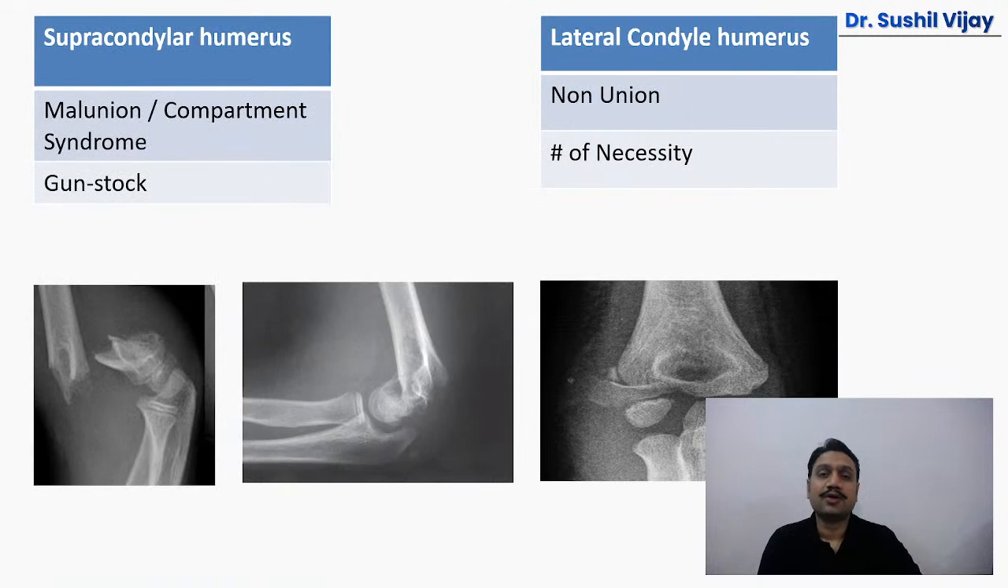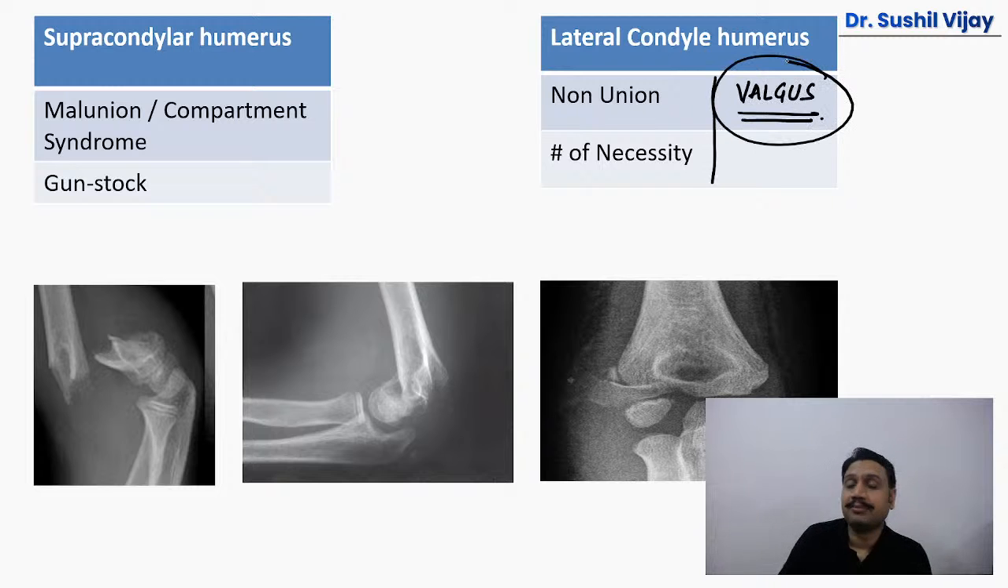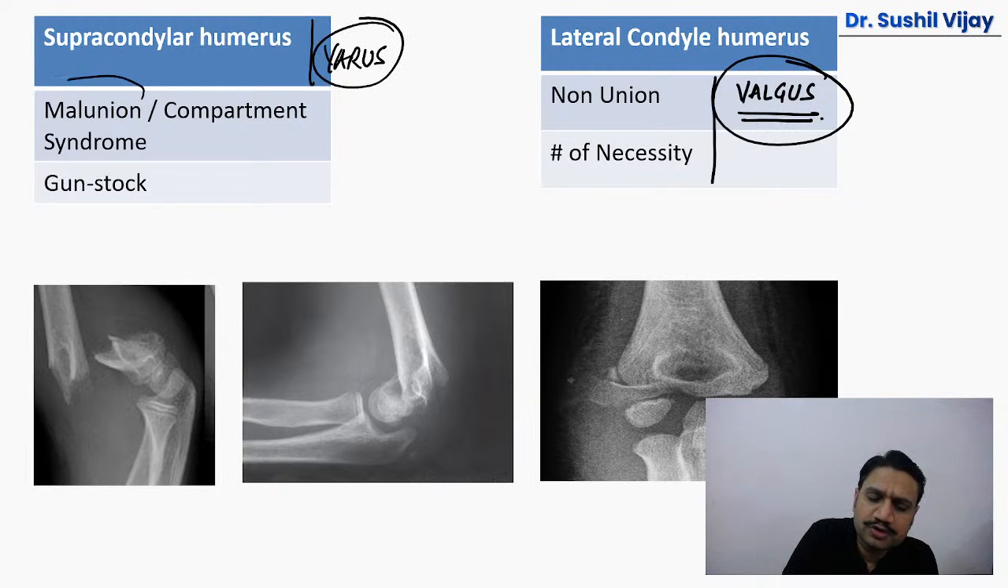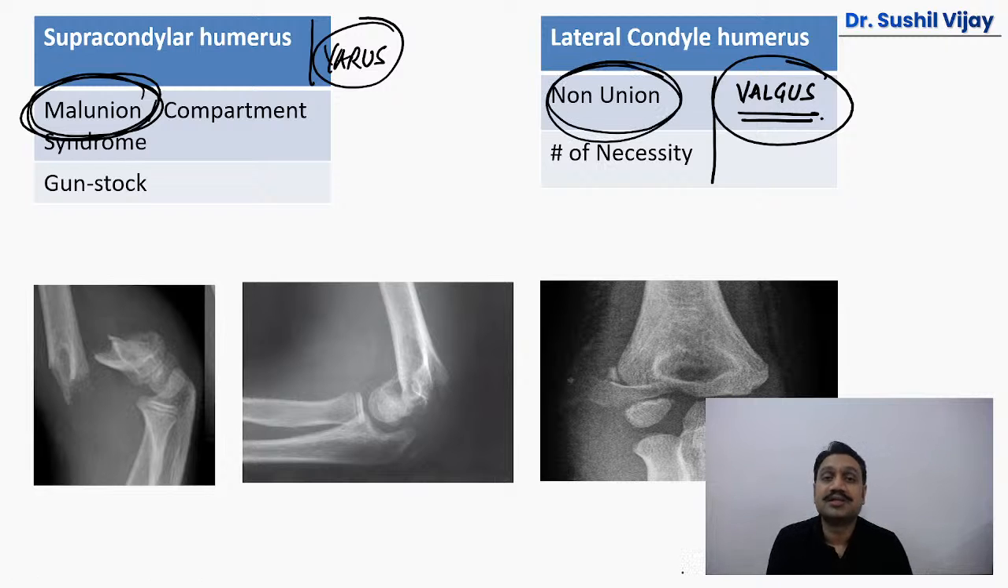And if there is a lateral condyle fracture, what do we see? The non-union fracture of necessity. And what is the deformity here in lateral condyle? It would be valgus. So lateral condyle, valgus. Please remember, valgus, varus. This one, supracondylar, will have the varus abnormality. Supracondylar fractures, the most common complication is malunion. Lateral condyle, the most common complication is non-union.